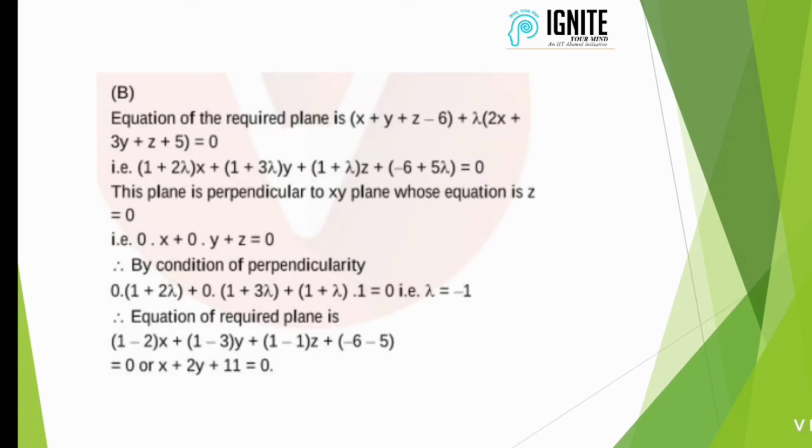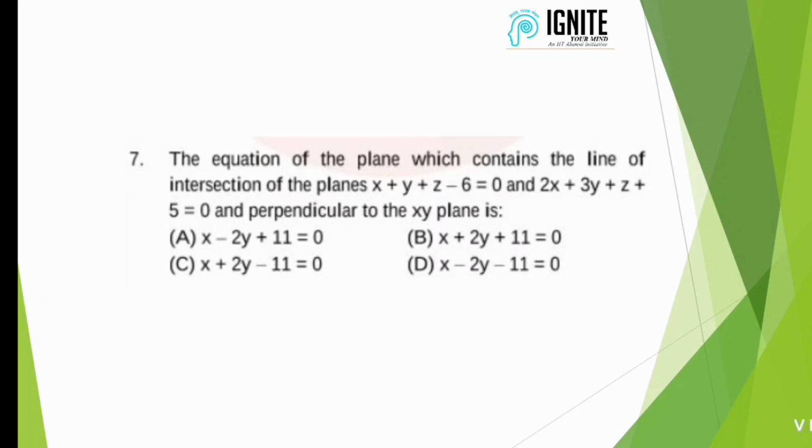So 0 into 1 plus 2 lambda, plus 0 into 1 plus 3 lambda, plus 1 plus lambda into 1 is equal to 0. So what do you obtain? You obtain the value of lambda. You get lambda is equal to minus 1. Substituting the value of lambda in the first equation that we got, x plus y plus z minus 6 plus lambda into 2x plus 3y plus z plus 5 is equal to 0, you will obtain the equation of the plane as x plus 2y plus 11 is equal to 0.